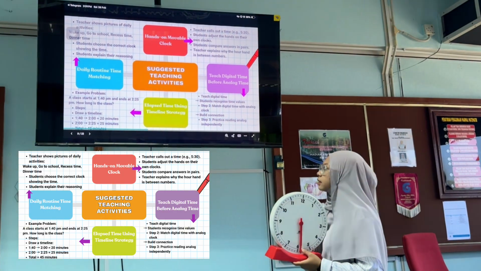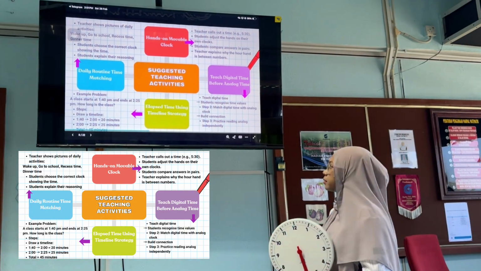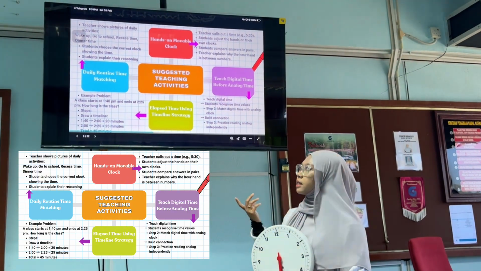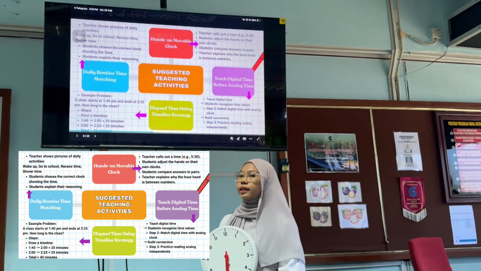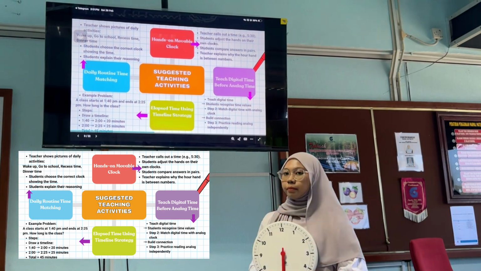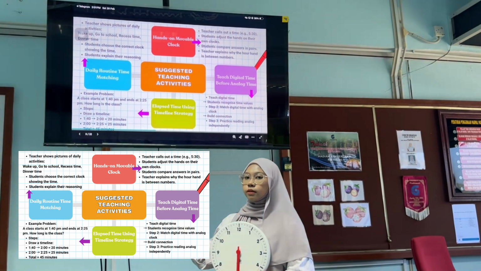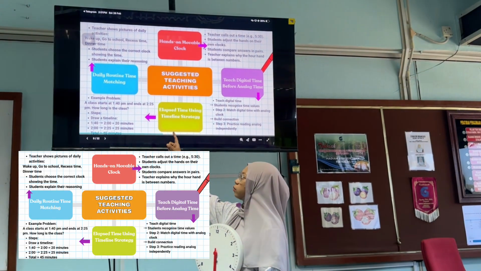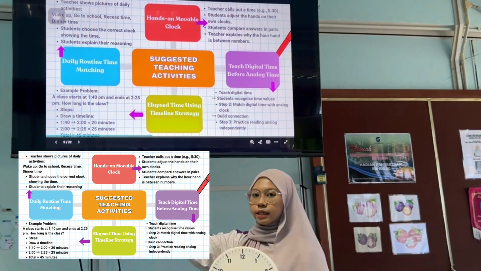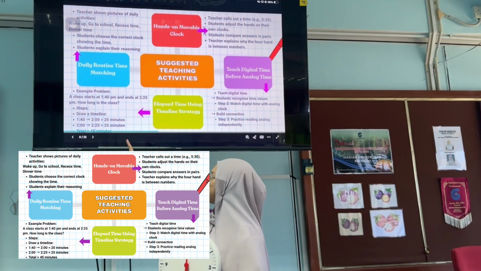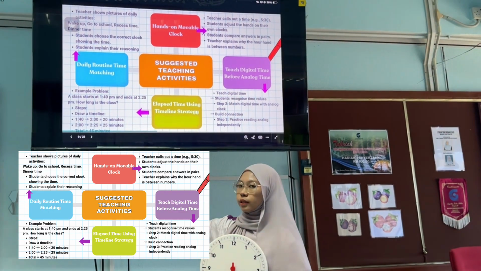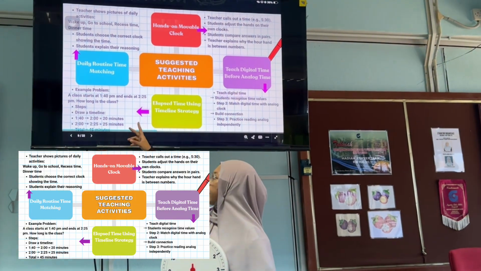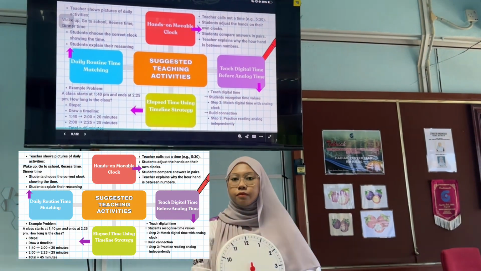And the third one is elapsed time using the timeline strategy. For example, a class starts at 1:40 p.m. and ends at 2:25 p.m. So how long is the class? First of all, teachers need to draw a timeline, which is from 1:40 to 2 p.m., that is 20 minutes, and then from 2 p.m. until 2:25 p.m. is 25 minutes. From this timeline, the teachers add, and the total will be 45 minutes.